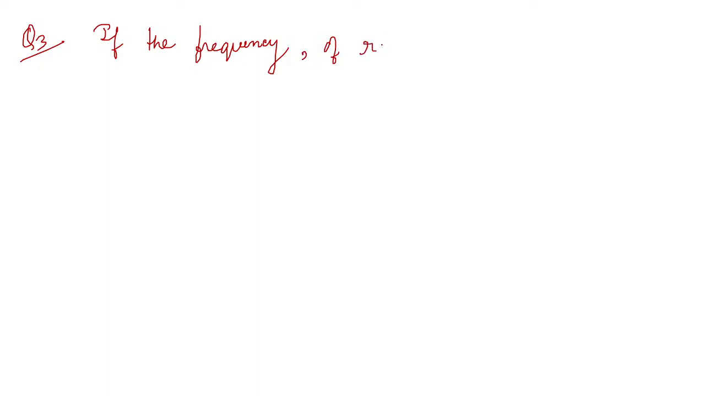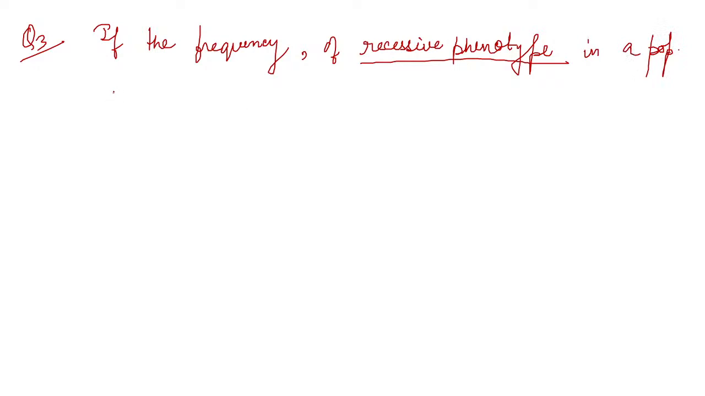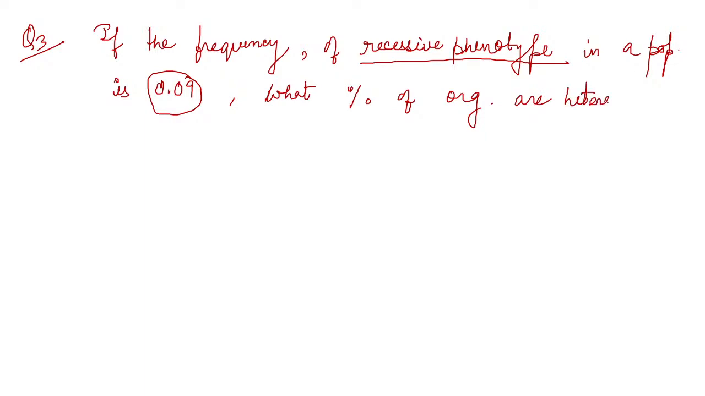Sum number 3: if the frequency of the recessive phenotype in a population is 0.09, then what percentage of organisms are heterozygous in this population?